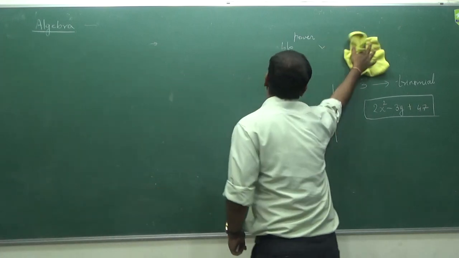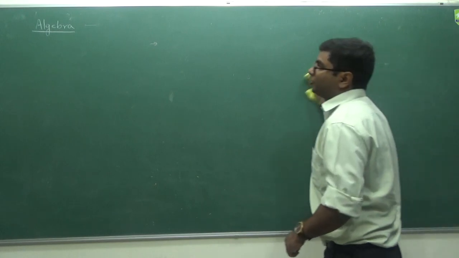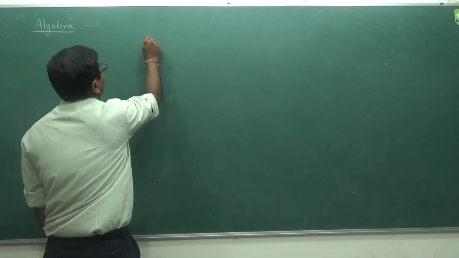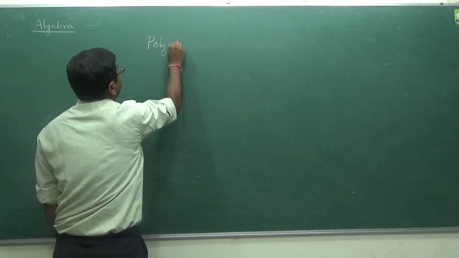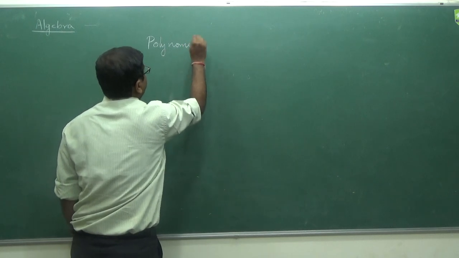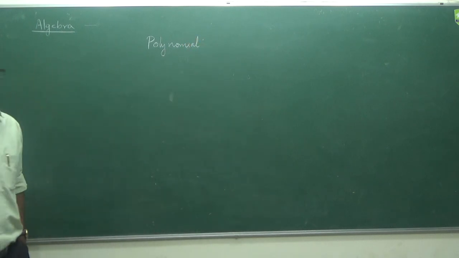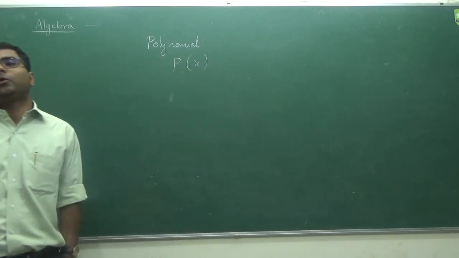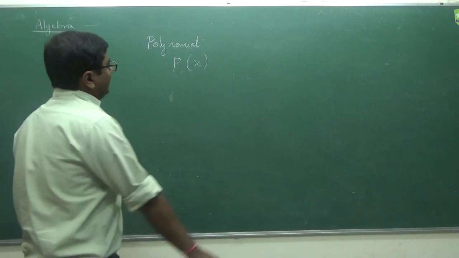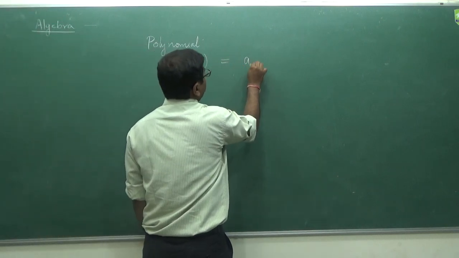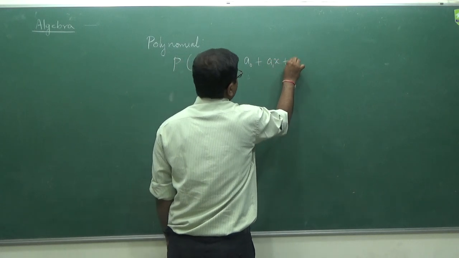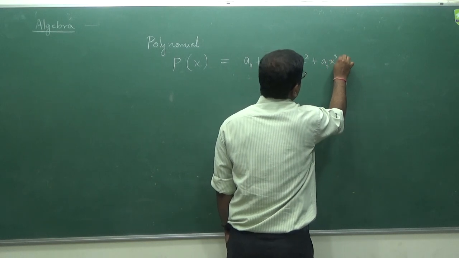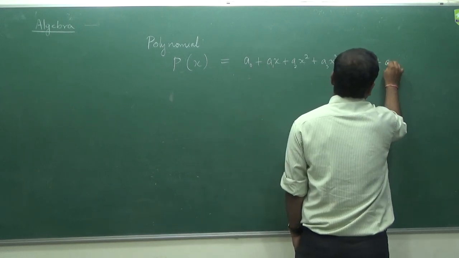Expressions could be any combination of terms, but a polynomial is defined like this. You guys are not writing. What is a polynomial? A polynomial is defined as P(x). That means this is a polynomial in what variable? x. And it is given as a0 plus a1x plus a2x squared plus a3x cubed plus dot dot dot plus an x to the n.